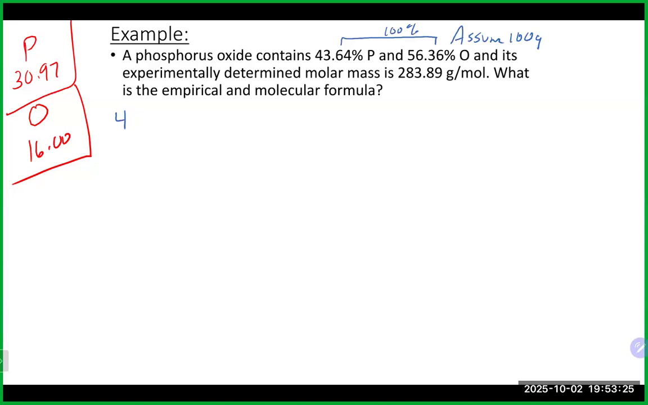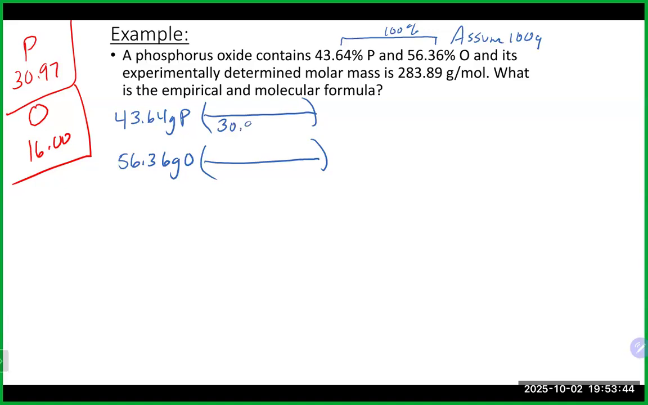So that means we would then have 43.64 grams of phosphorus. We would also have 56.36 grams of oxygen. Next step on our empirical formula path is to convert those grams into moles using the molar mass from the periodic table. So we got 30.97 for our phosphorus, and we got 16 there for our oxygen. That's going to give us for our phosphorus 43.64 divided by 30.97.